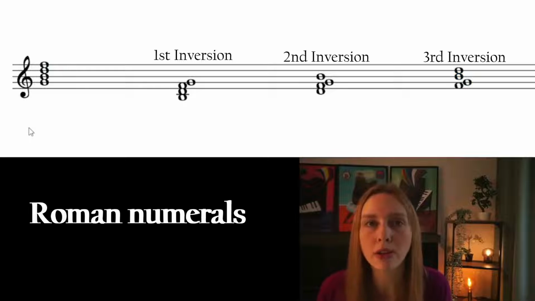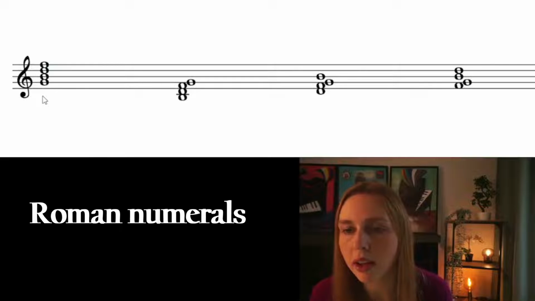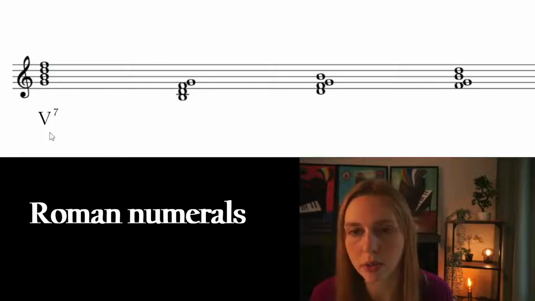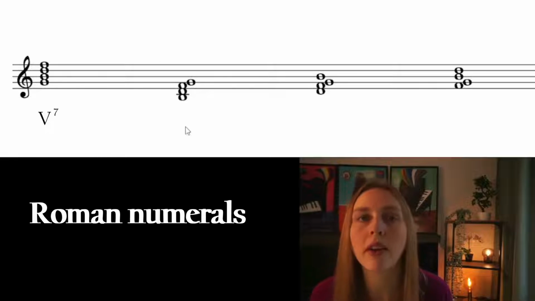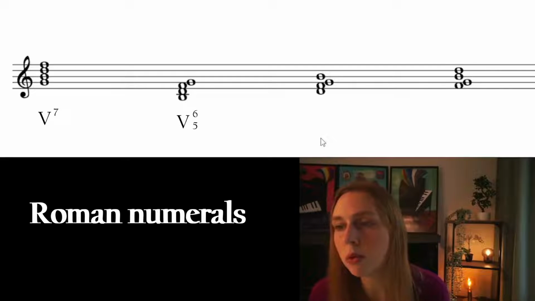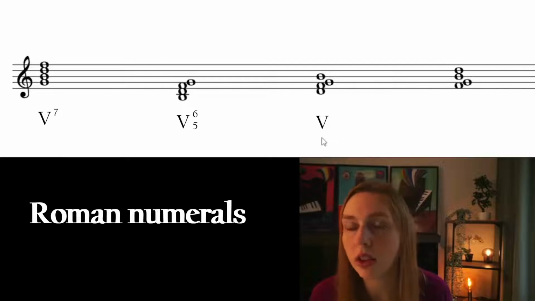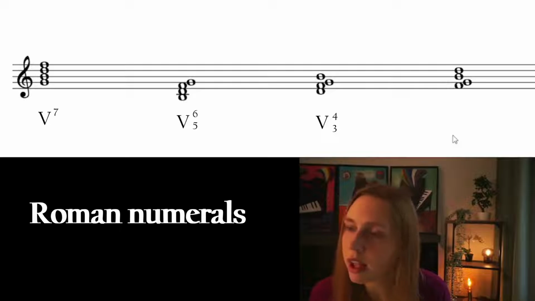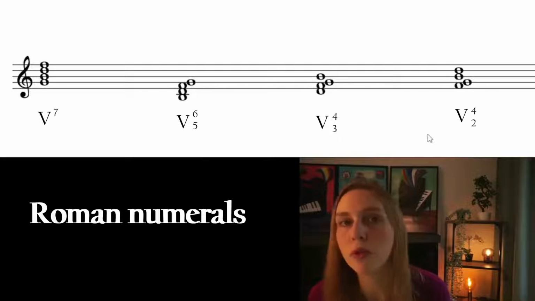Using the Roman numeral, we would write V with the seventh here on the first as a root position. We would write V 5, 6 chord. We would write V 3, 4 chord and V 2, 4 chord.